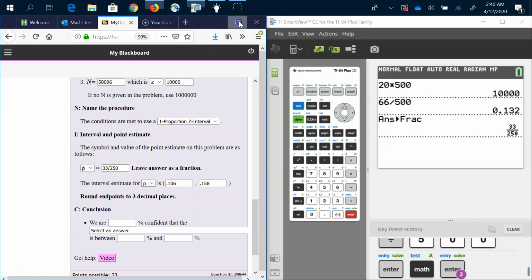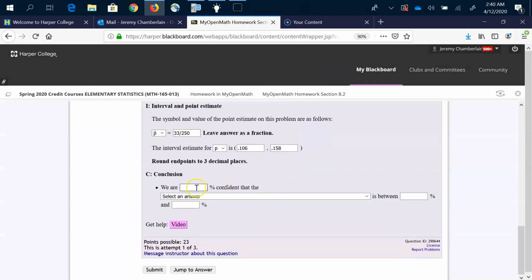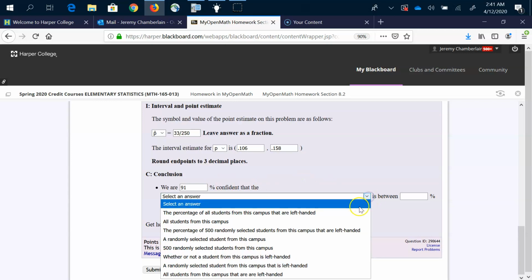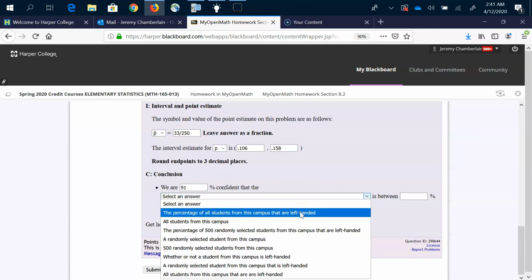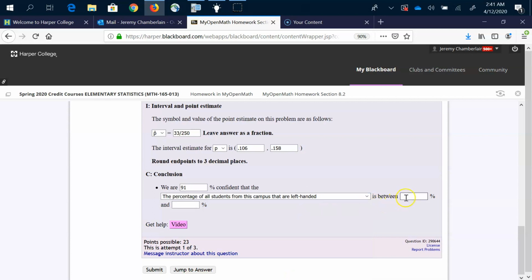All right. So our conclusion: we are 91% confident. Again, that's the confidence level that was stated at the very beginning, that the percentage of all students from this campus that are left-handed is between, let's see here, 10.6%. Notice I'm converting the 0.106 into a percent. And 15.8%.